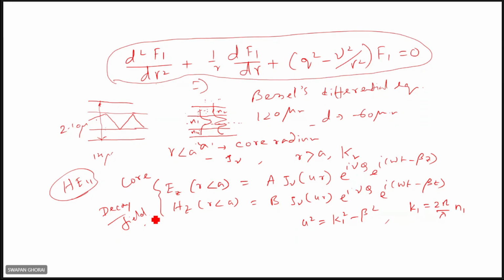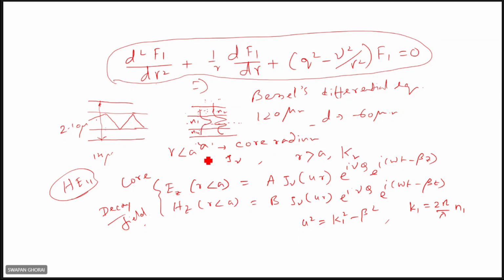Now you see it here. Whenever we consider within the core, that means the radius vector R approaches 0, towards the axis, right? Then the field will be finite. And if the radius vector R approaches infinity, the field must be 0, right? That is the condition.